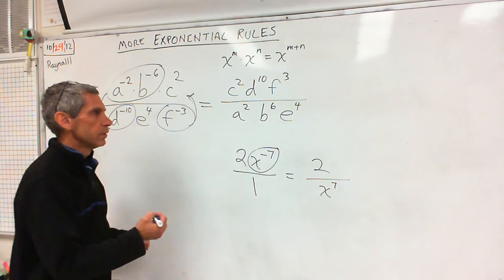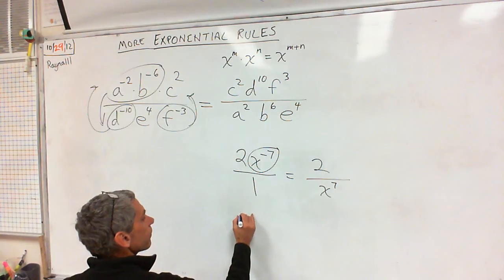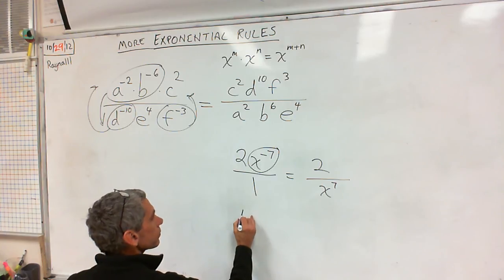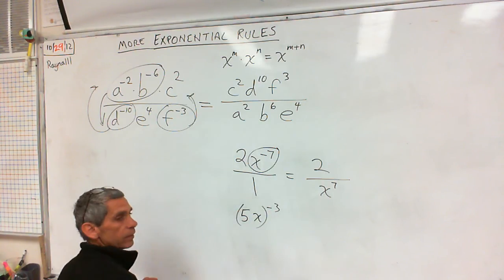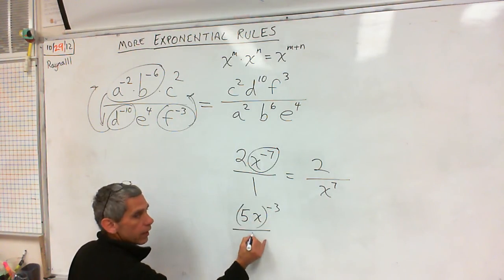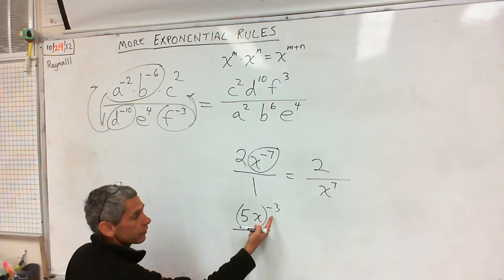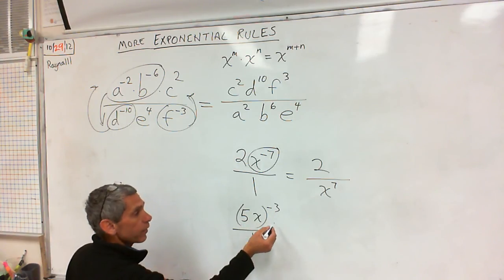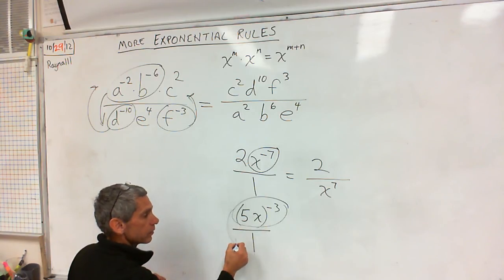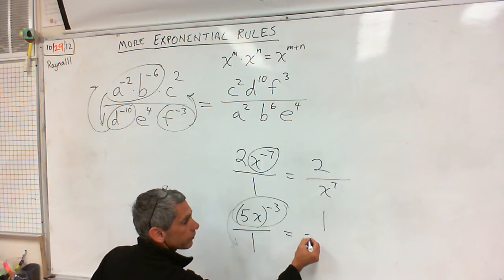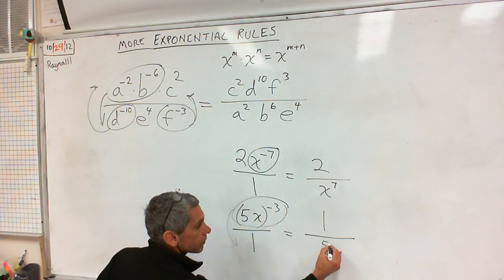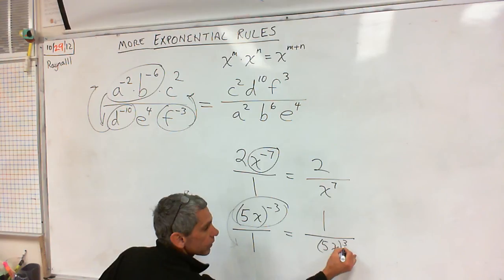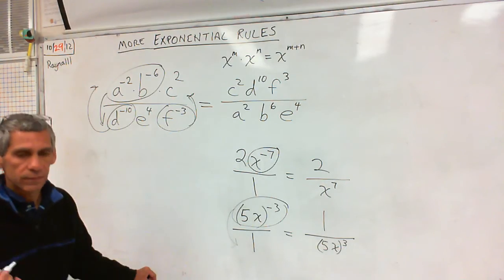Isn't that cool? Let's try another one. What if I did 5x to the negative 3? Again, I'm going to put it over 1. And the negative 3 now is affecting everything, right? So I've got to bring everything downstairs. I'm going to have a 1 upstairs left over, right? And then I'm going to bring 5x in parentheses to the positive 3 downstairs. Is that making sense?